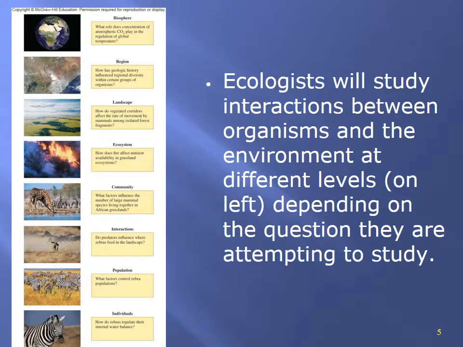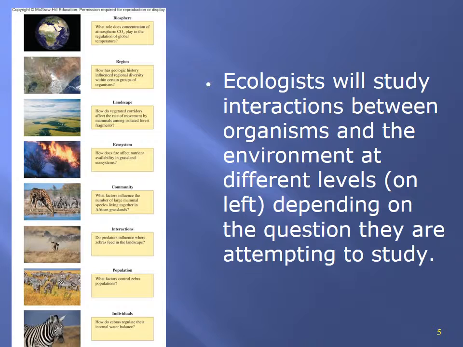This picture is a little hard to see here, but it's a figure from page 2 in your text, and it shows the different levels of organization that you can look at when ecologists are studying something, all the way down from looking at a single individual at the bottom, all the way up to the whole biosphere, or anywhere on Earth where living things live. So small scale to very broad scale.